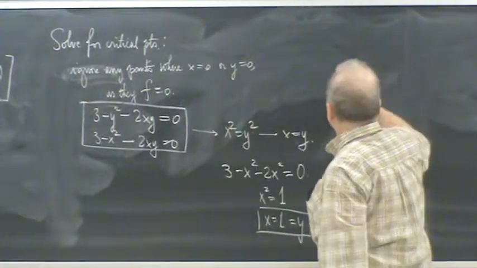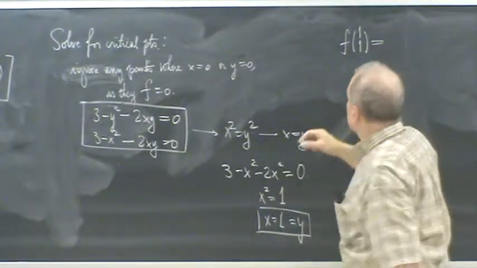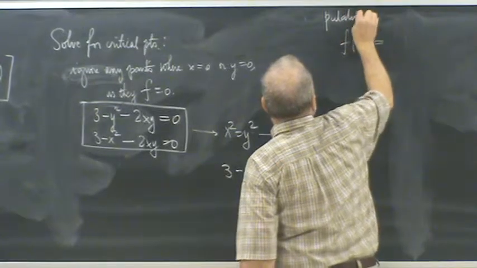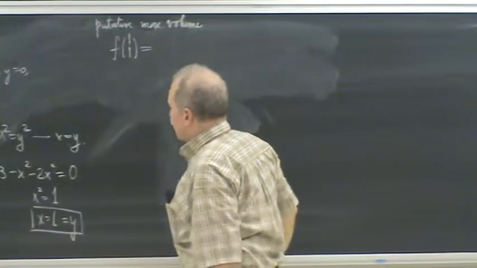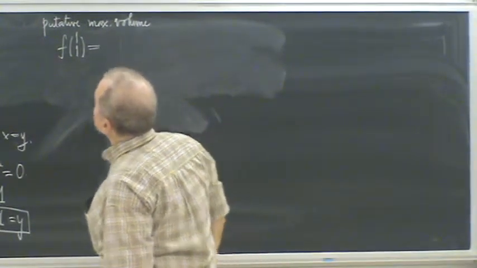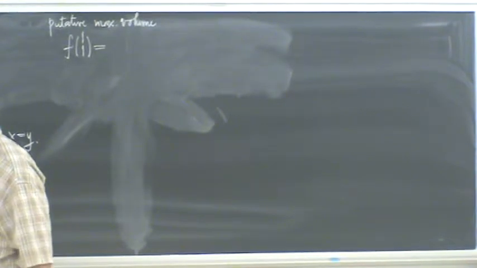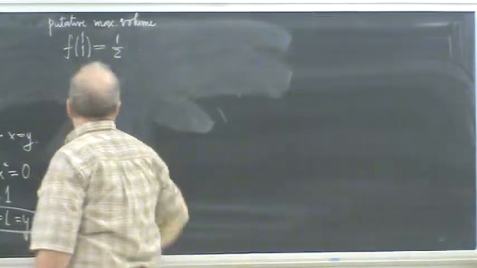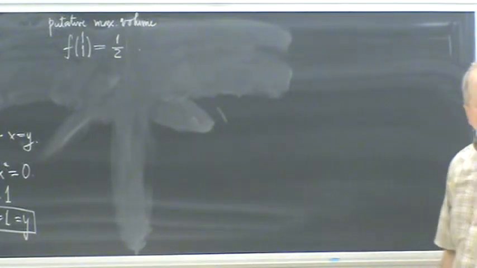So what do I get? f of 1, 1 is my putative maximum value. What is f of 1, 1? Where's f? There it is. 1 times 3 minus 1, over 2 times 2... 3 minus 1 is 2, over 2 times 2, that's a half. It's not a big volume. Not a very big box, is it?